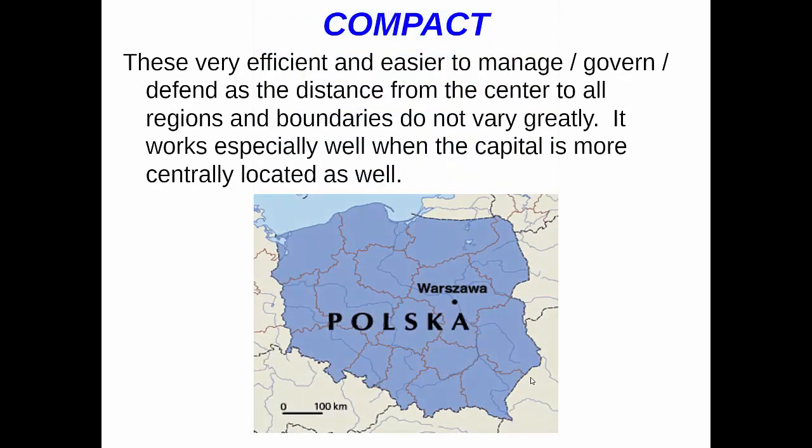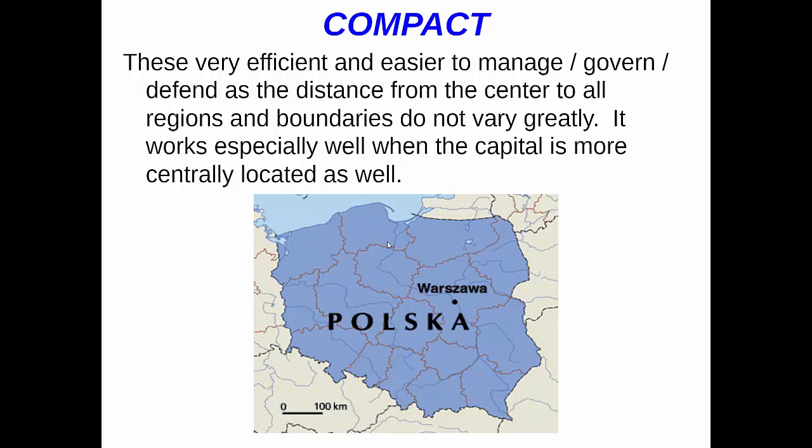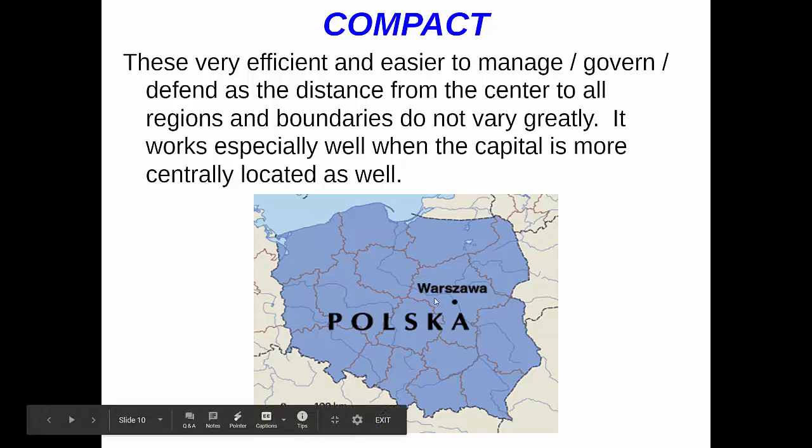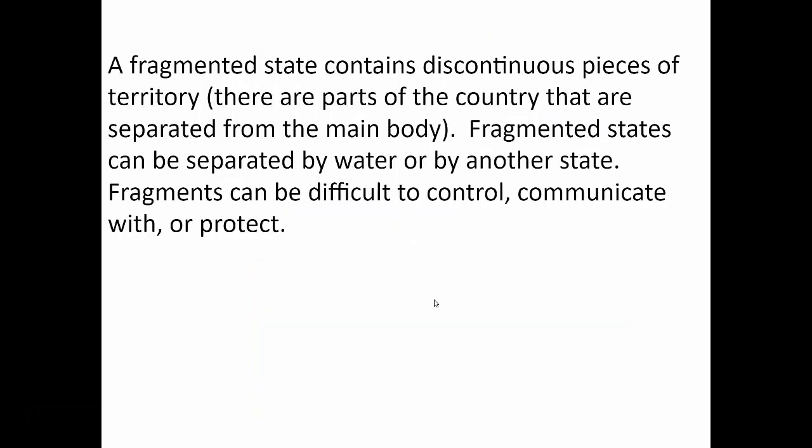The most ideal state is a compact state. You'll notice that it's kind of circular or squarish in shape. It's easy to manage, to govern, to defend, because the distance from the center to all the regions and boundaries doesn't vary. So you don't have an area that sticks out, right? You don't have an area that's indefensible, right? And it especially works well when the capital is somewhere near the center of the country, so that it can provide resources and jobs and assistance more evenly throughout the country.